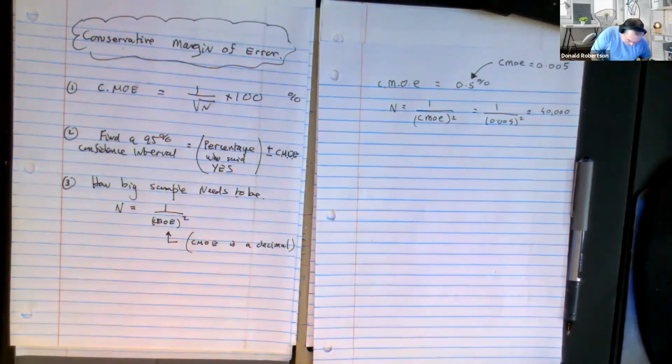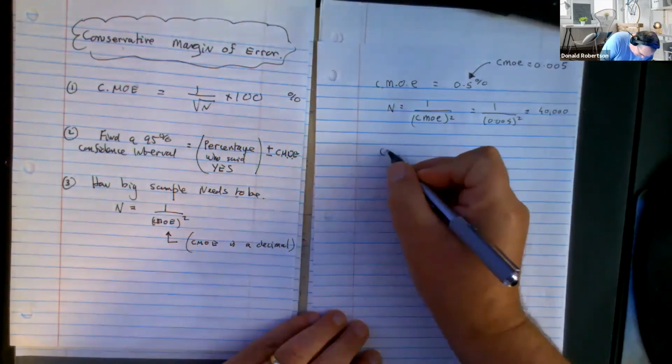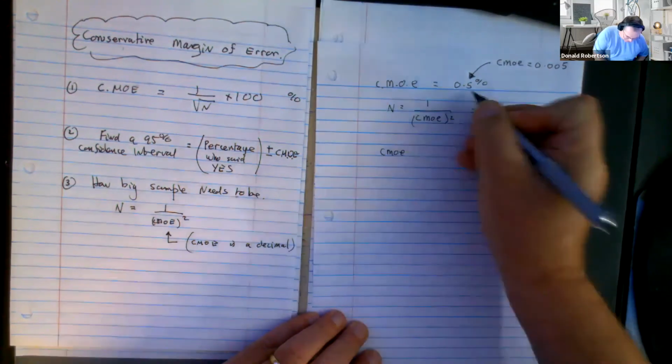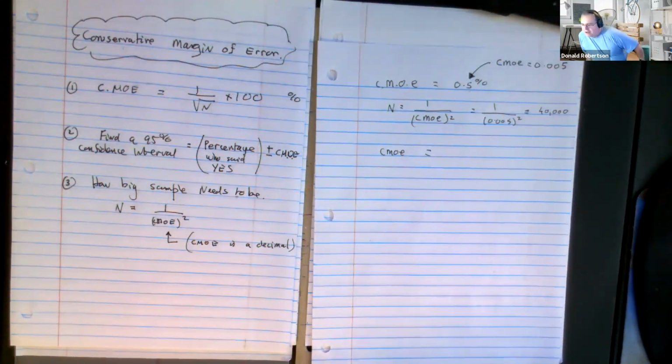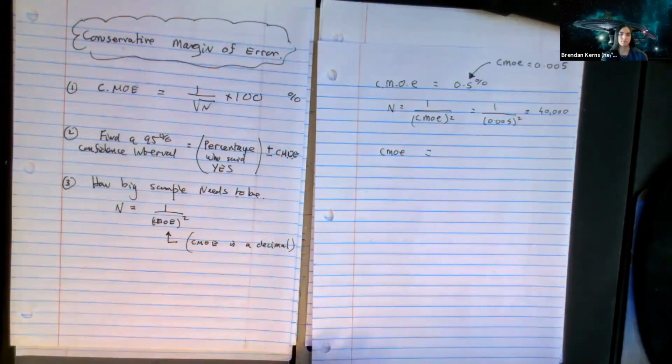Somebody give me another margin of error, a bigger one than that, just so we can do this calculation again. Pick any number bigger than 0.5%. 1.5. 1.5%.